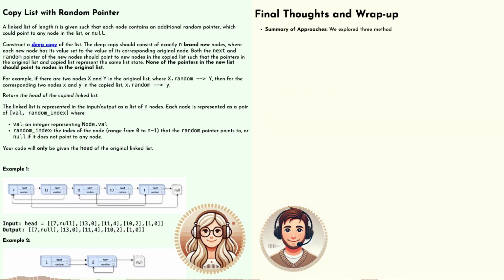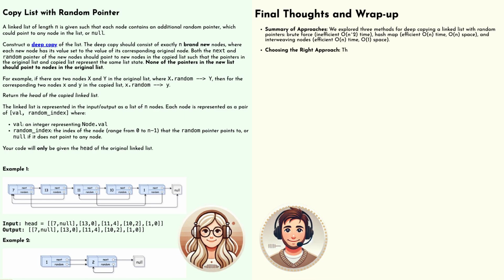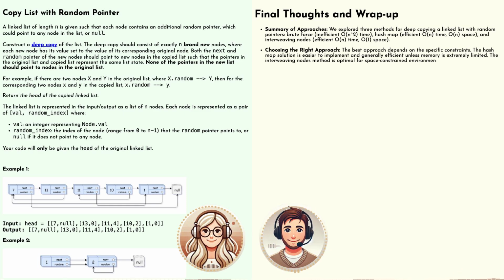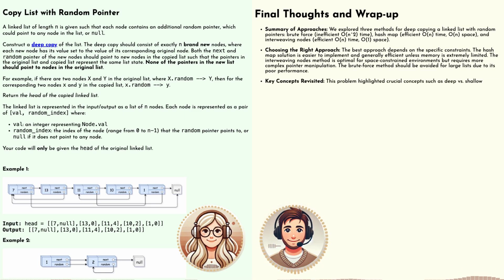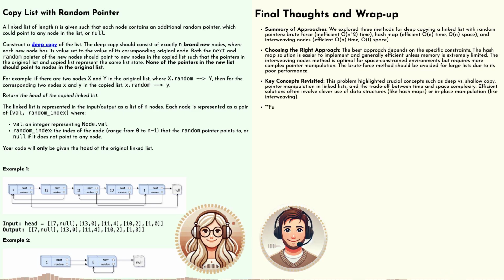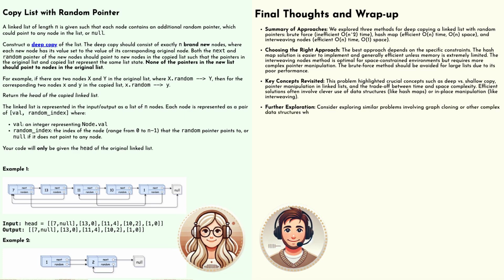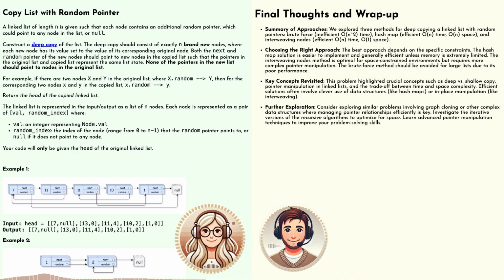Incredible. It's pretty neat. The interweaving nodes method is a great example of how we can be clever with our data structures to get some really efficient results. Totally. So we've looked at a couple different ways to solve this deep copy problem: the brute force way, the hash map, and this really cool interweaving nodes method. It's really amazing to see how much depth there is to even a seemingly simple problem like copying a linked list. It definitely shows you how much thought and creativity goes into designing efficient algorithms. It's not just about brute forcing your way through, it's about finding elegant solutions that leverage the structure of the data itself.